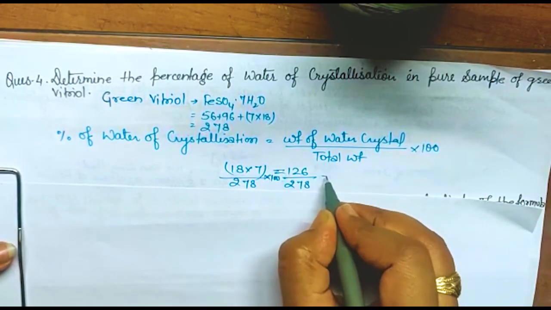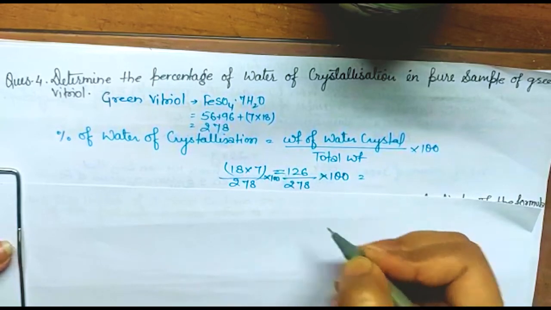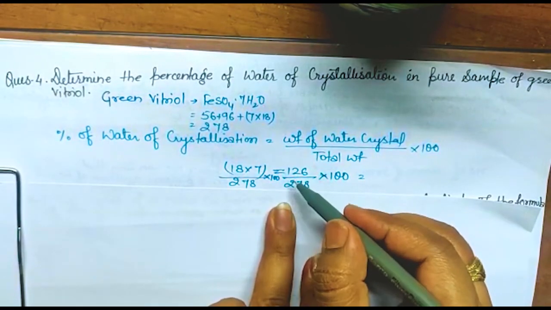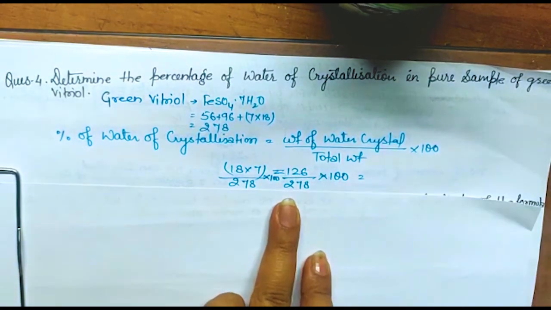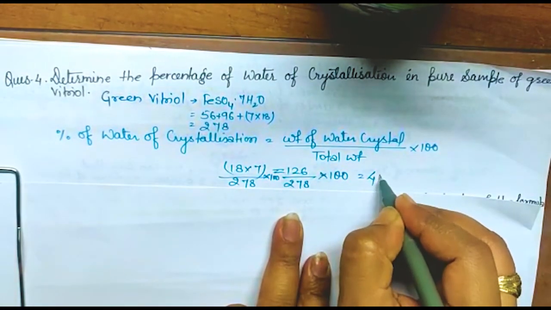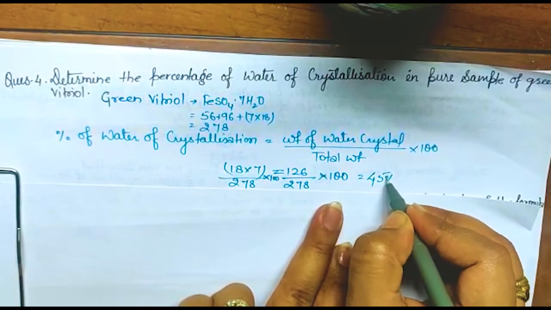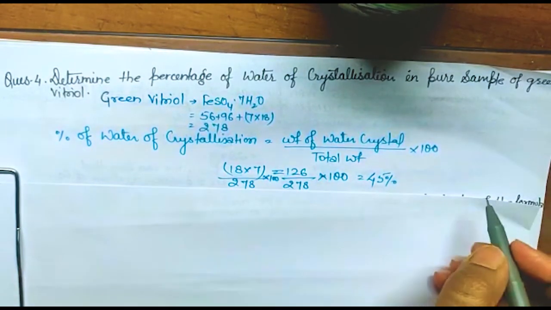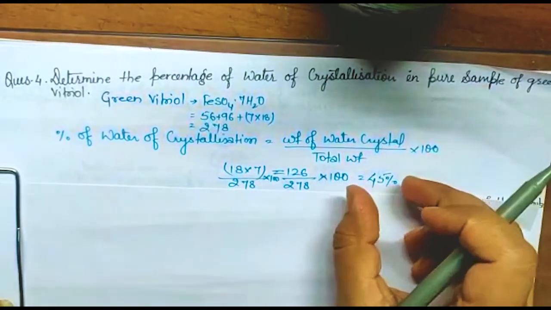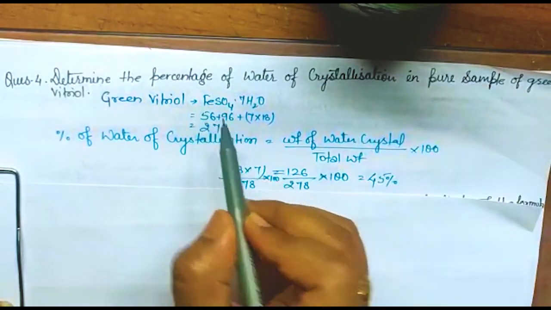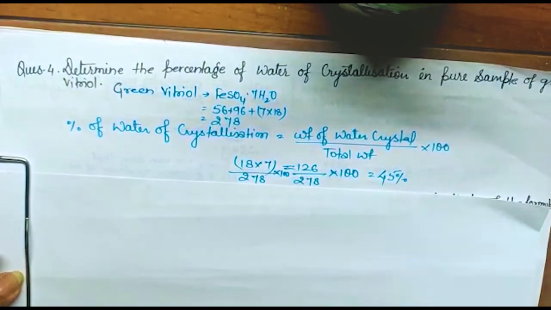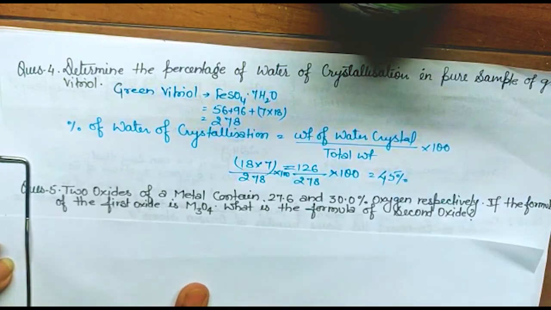Yes, it is into 100. So if you solve it, you will get 12.5 by 1 second, this is coming 40.45, so it will be 45%. Okay, got it? So water of crystallization in a pure sample of green vitriol is 45% and the rest, FeSO4, is 55%, isn't it? Clear? Okay, so we had to find just this. Now move towards the next question.